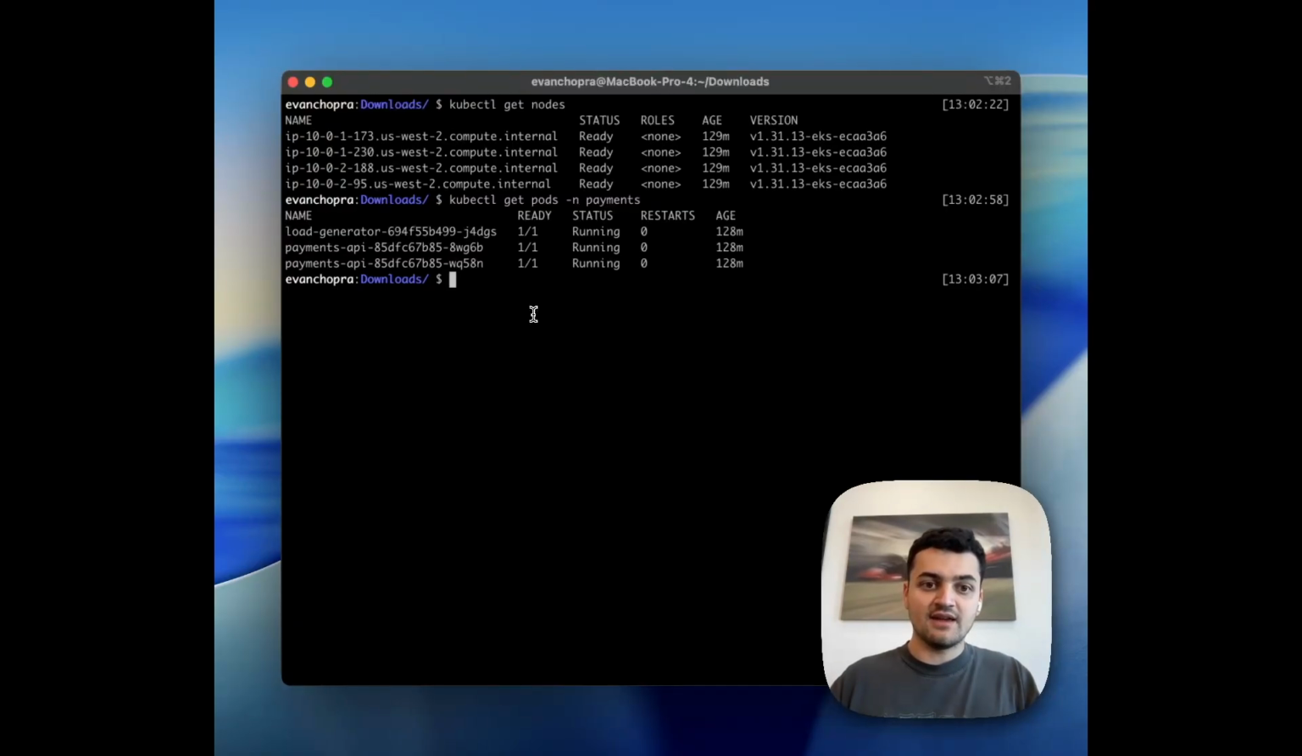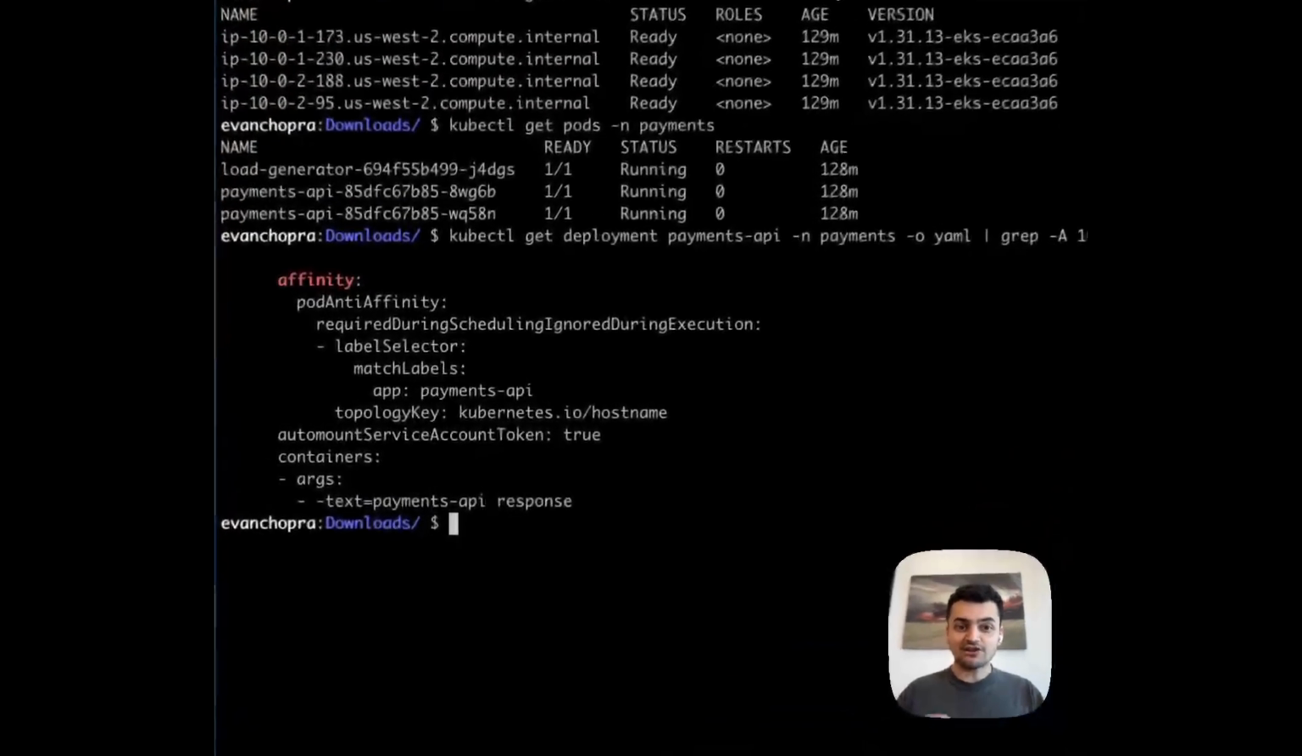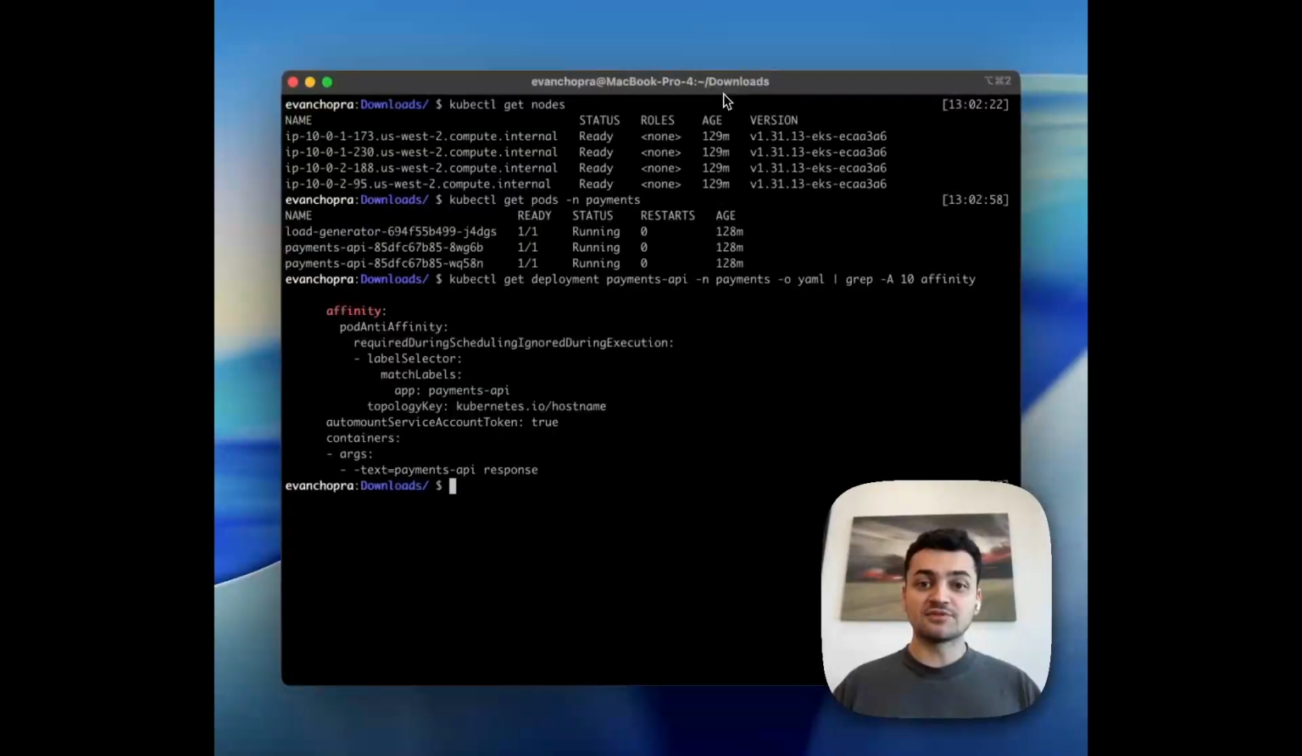So I'm going to take this command, I'll copy and paste it. And what you're going to see here is required during scheduling, ignored during execution. The team used required, a hard constraint, because they probably wanted to guarantee that no 2 payment pods ever land on the same node. But here's what they didn't realize. Required means the scheduler will never co-locate pods, no matter what. If you run out of nodes, new pods just don't get scheduled, period.